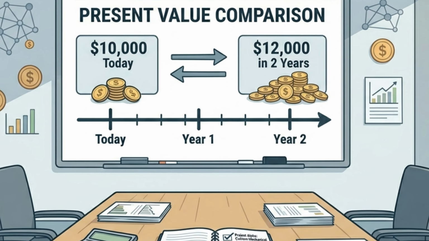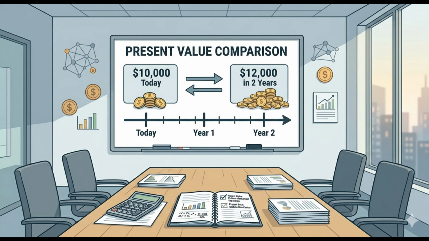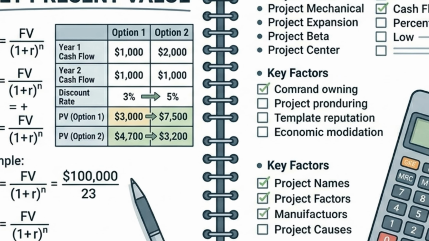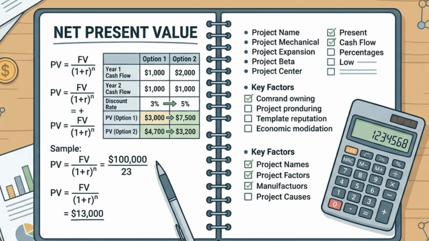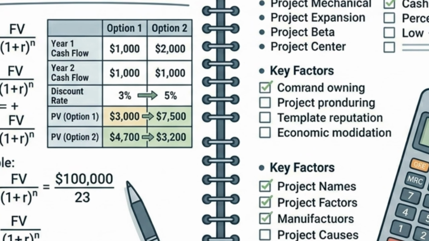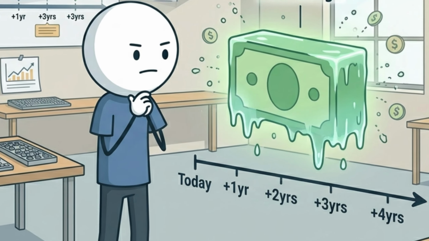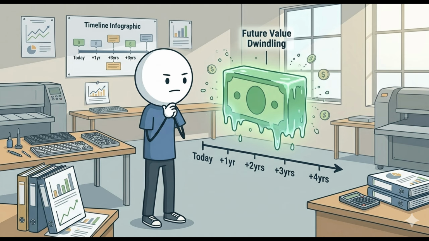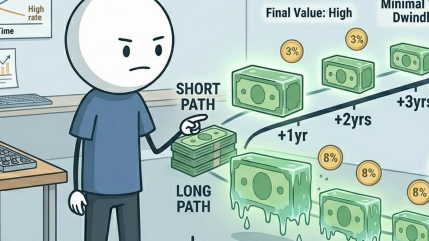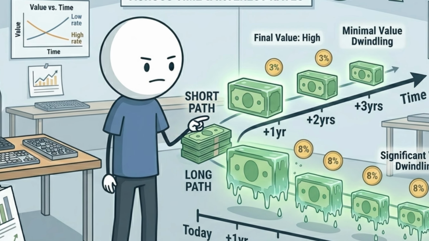A dollar promised in the distance is like a block of ice being carried toward him in the sun. The longer the distance, time, and the hotter the sun, interest rate, the less of that dollar will be left by the time it reaches his hand. This mindset makes John a much tougher negotiator. When a client asks for flexible payment terms, John knows exactly how much that flexibility is costing him in present value terms, and he can adjust his prices accordingly to protect his margins.